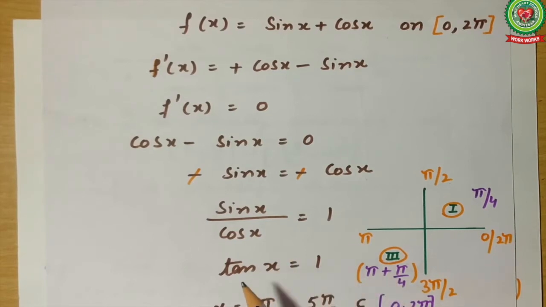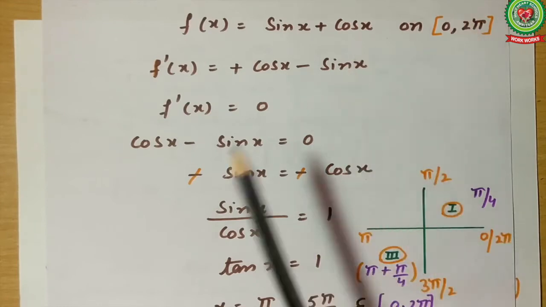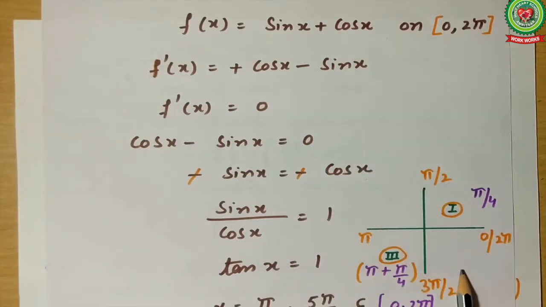Now in which quadrant is tan positive? Because we have a positive value 1 there, and the interval is 0 till 2π, we have to consider all the quadrants. In the first quadrant, tan is positive. In the third quadrant, tan is again positive. So we will find both values in the first and third quadrants.